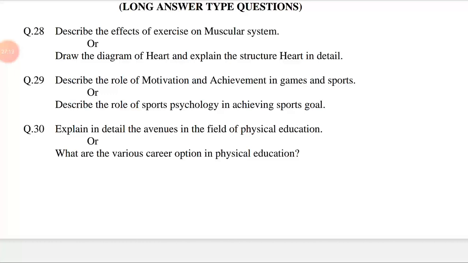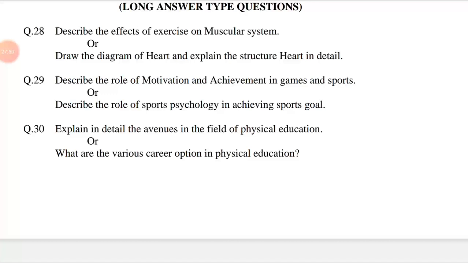This question is related to chapter number 2, physiological aspects of physical education. The answer may be, few changes occur due to the effects of exercises on muscular system, or as listed under. First point, gain in strength. Second, biochemical changes in muscles. Third, muscle mass increased. Fourth, neuromuscular coordination improved. Fifth, faster recovery from injury.